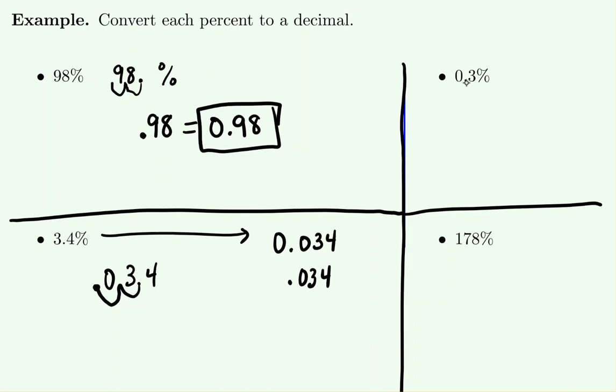For the next one, we have our decimal place at 0.3. Move 2 places to the left, adding in zeros as necessary if they're not currently there, and we would get 0.003, or .003. This last one, 178, the implied decimal place is there. Moving 2 places to the left would give us 1.78.